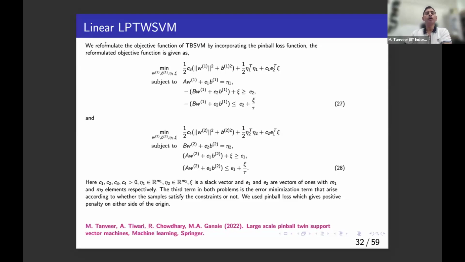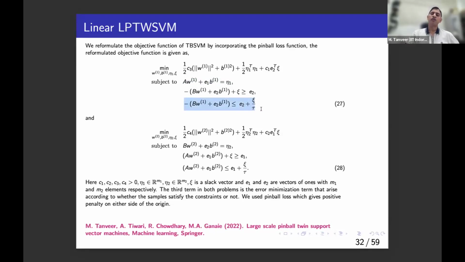So what we have done is that we reformulate the objective functions of twin bounded SVM by incorporating the pinball loss functions. The reformulation can be written in 27 and 28. Essentially we keep this when we are constructing the Lagrangian functions. So we are considering it as a constraint. Okay, and this term we have added due to the pinball loss functions.